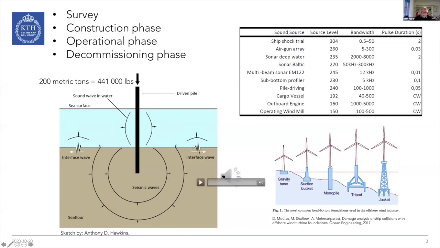And hopefully I have a recording from some 100 meters away from a piling event in the North Atlantic, and it sounds like this.